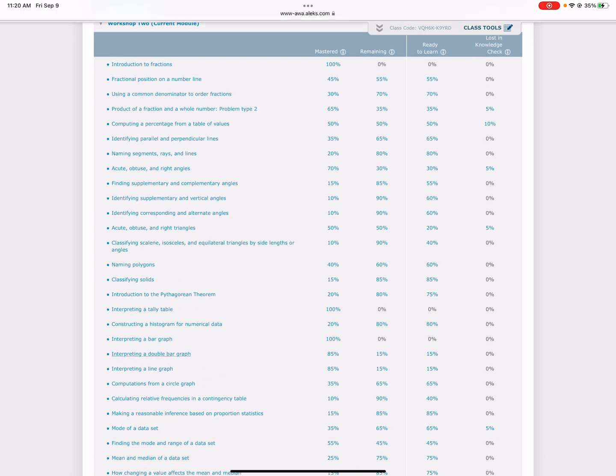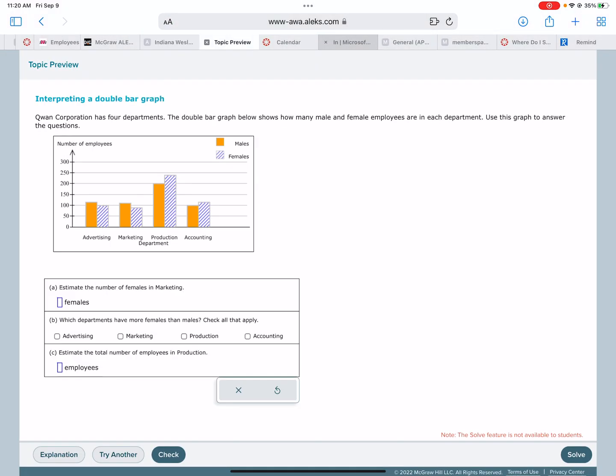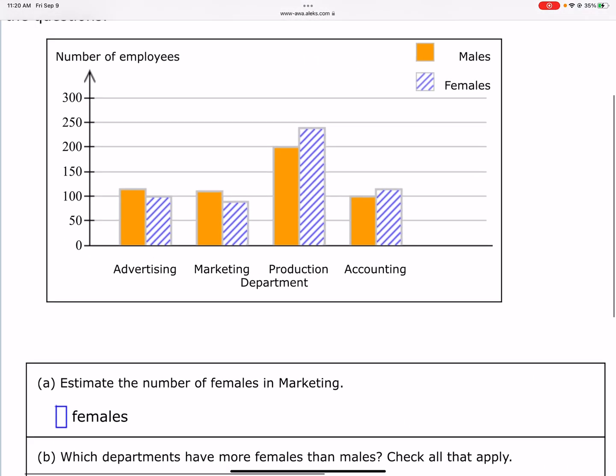For a double bar graph, you just interpret it the same way you would a single bar graph. The only difference is the purple is referring to the females and the orange is referring to the males.